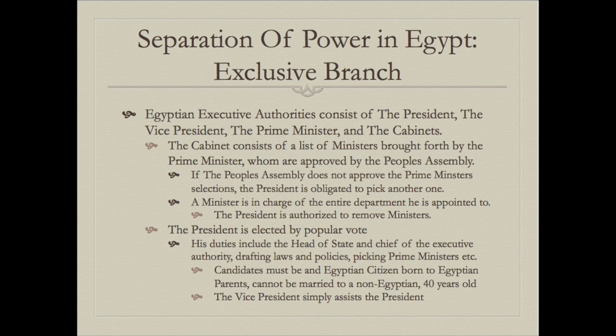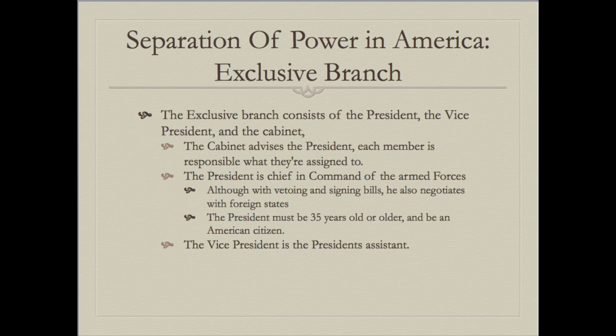The president is elected by popular vote. He is the head of state and chief of executive authority. He can draft laws, policies, and pick prime ministers. Candidates must be Egyptian citizens born to Egyptian parents and cannot be married to non-Egyptians. They must be 40 years old or older. Now, the vice president simply assists the president, no more. Differences between the American executive branch and the Egyptian executive branch include that the American executive branch does not have a prime minister, and that the cabinet does not include ministers but includes advisors to the president.